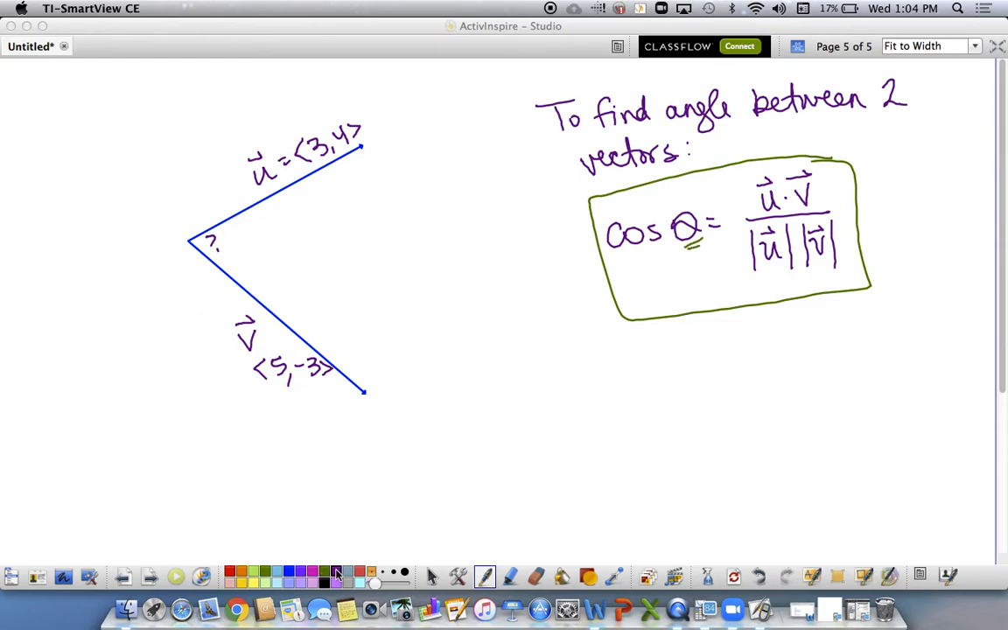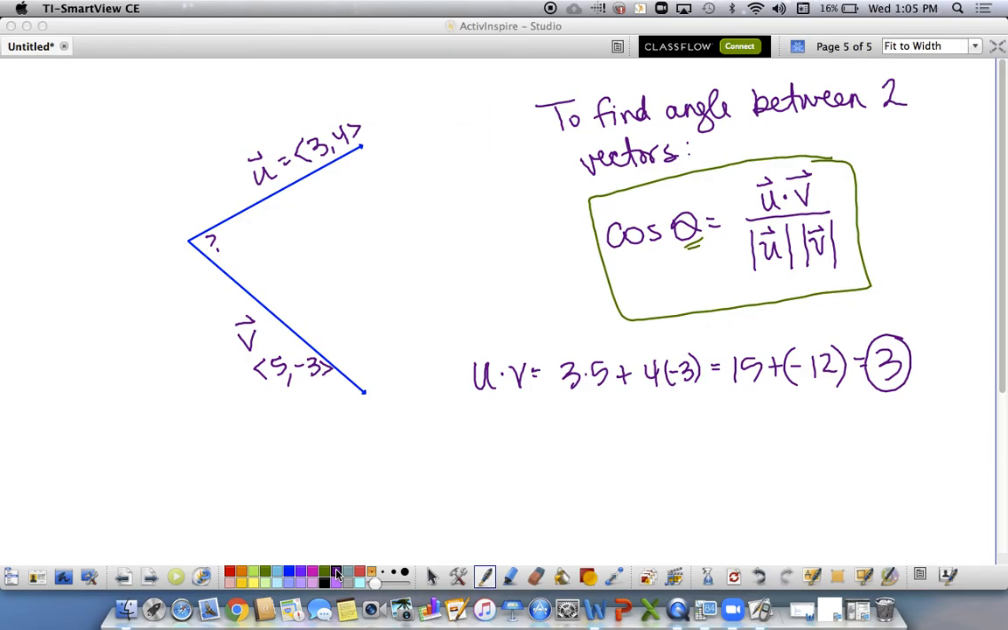Okay, so how are we going to do that? First, we're going to find the dot product. That's going to be our numerator. What is the dot product of this u dot v? It's a times a, or x times x, so 3 times 5 plus 4 times negative 3. So I believe that is 15 plus a negative 12, which I believe is 3. So my numerator is 3.